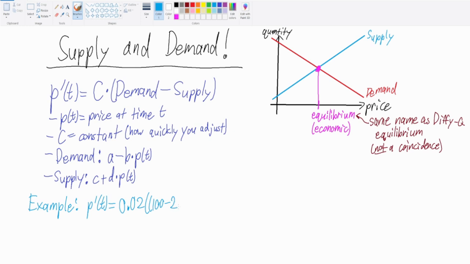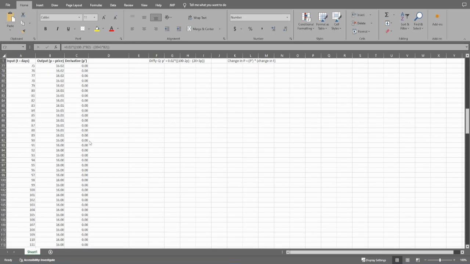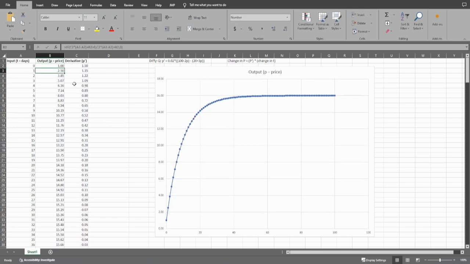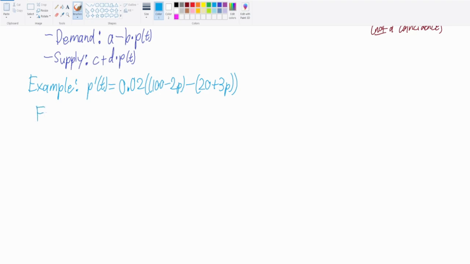And that's where we see our price differential equation right here. Once again, we can plug this into Excel and see how the price is going to behave over time. And what we notice is that as time proceeds to infinity, the price will stabilize at this point here. That point is both the supply-demand equilibrium that we were looking for, and it is an equilibrium of our DiffyQ.